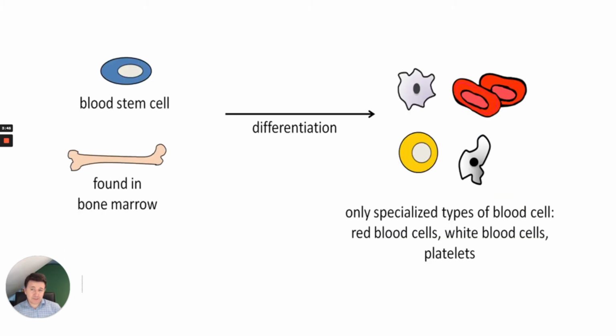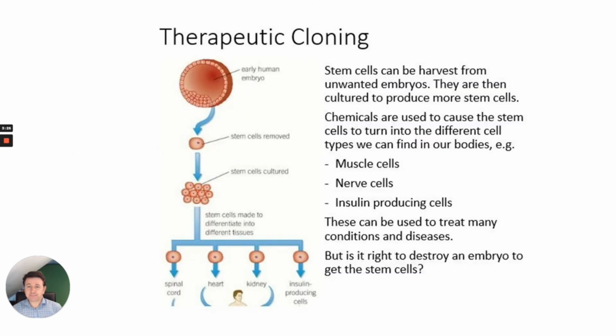Whereas an adult stem cell, for example, blood stem cells, are found within the bone marrow of your bones, and they can differentiate into different types of blood cells. So they're specifically making different types of blood cell, in this case red blood cells, white blood cells and platelets.